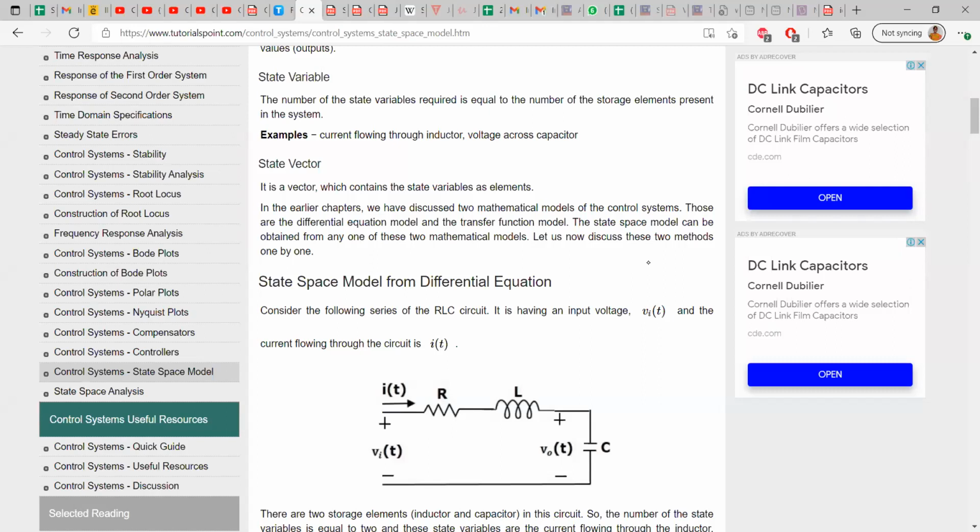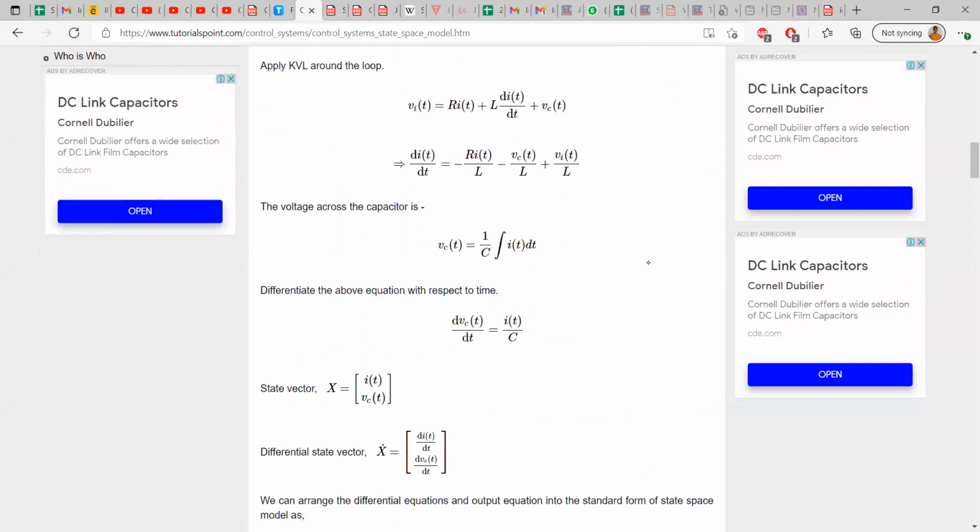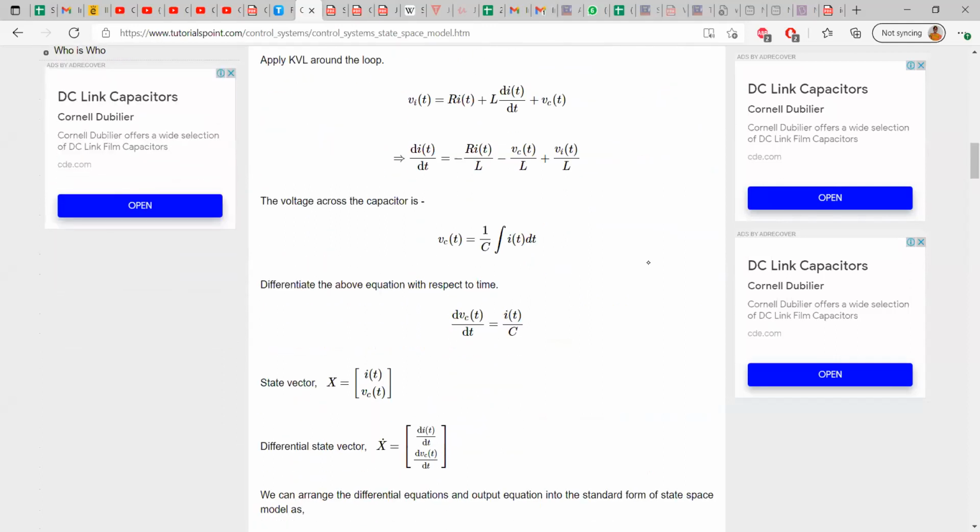What are the state variables for this circuit? L and C, sir. What are the state variables in this circuit? I'm not asking storage elements. Current flowing through inductor, voltage across capacitor. So that is I of t and Vc. So if you see state vector, x is nothing but I of t, Vc of t.